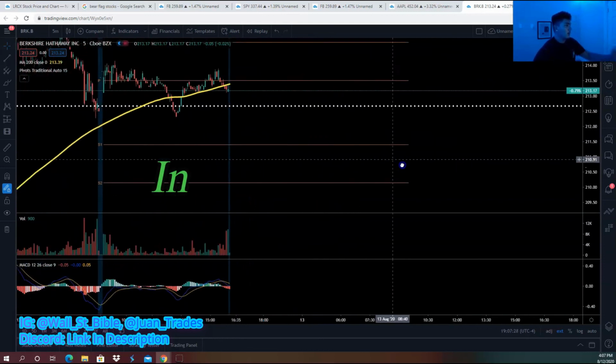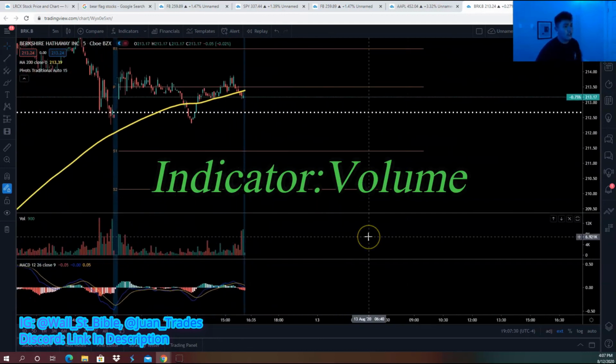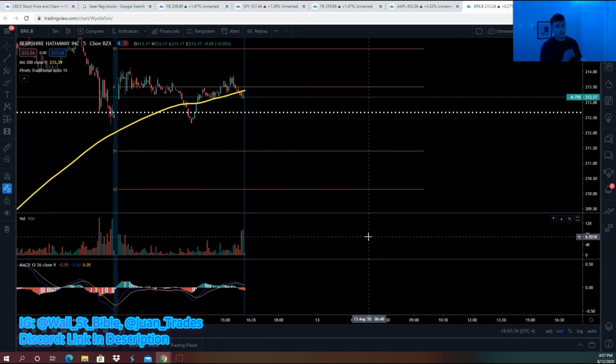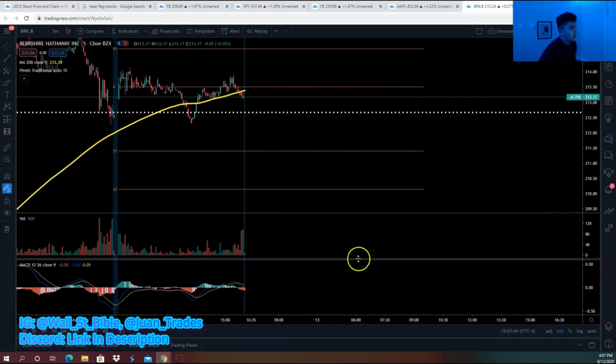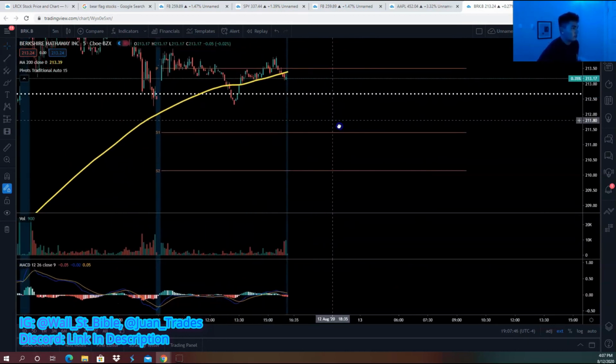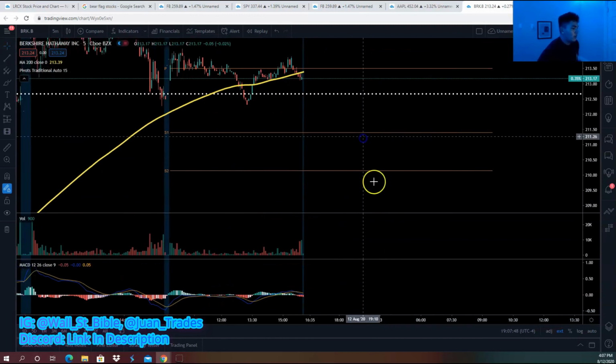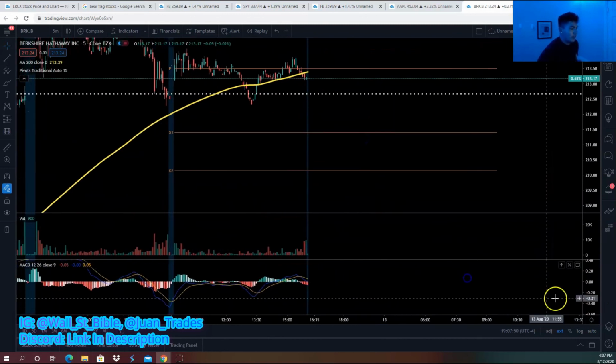Next, let's look at the volume. Volume is the amount of shares being bought or sold at any given time. This is extremely important for you to add because it tells you the amount of buyers and sellers at any single point in time. The red ones mean there are more sellers, the green means there are more buyers. So we have the volume, and next is MACD.